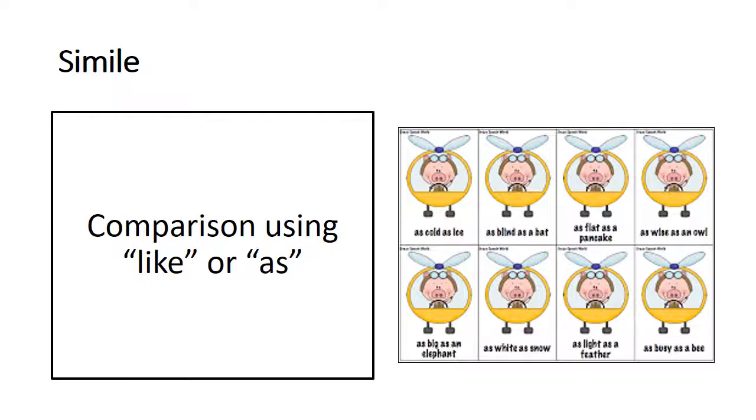Simile is a comparison using the words like or as. Something could be cold as ice. You could be as blind as a bat. Something could be as flat as a pancake, or as wise as an owl, as big as an elephant, as white as snow, as light as a feather, or as busy as a bee.